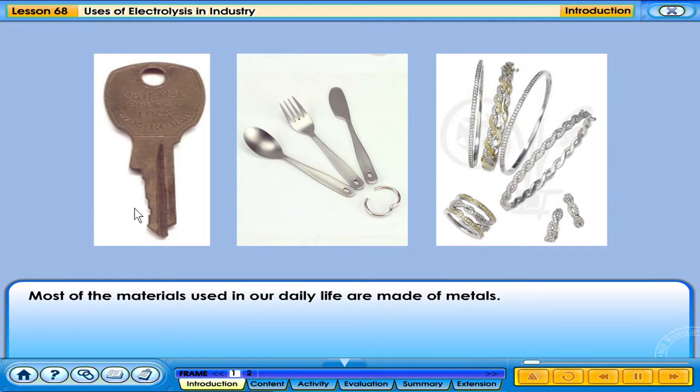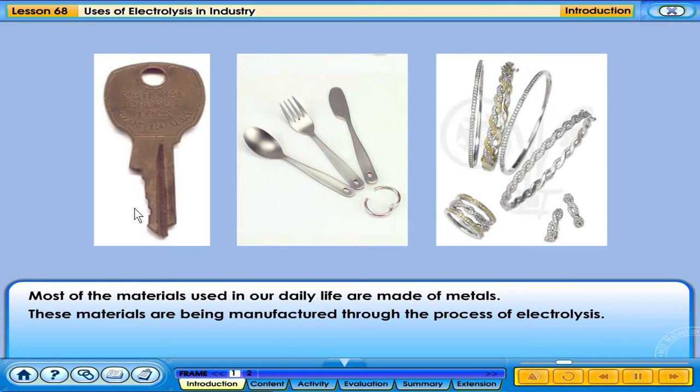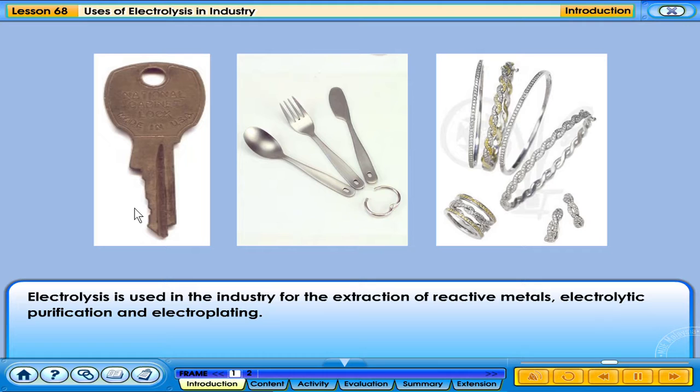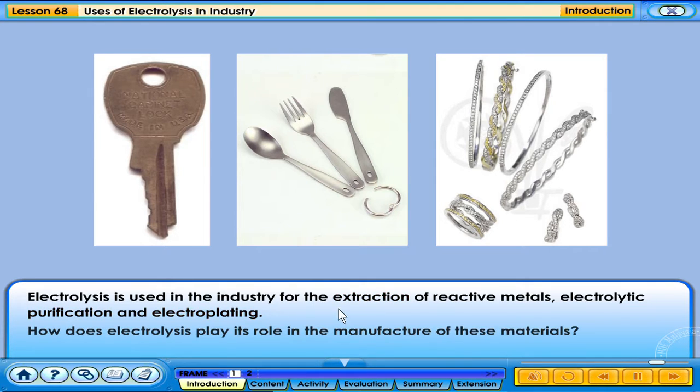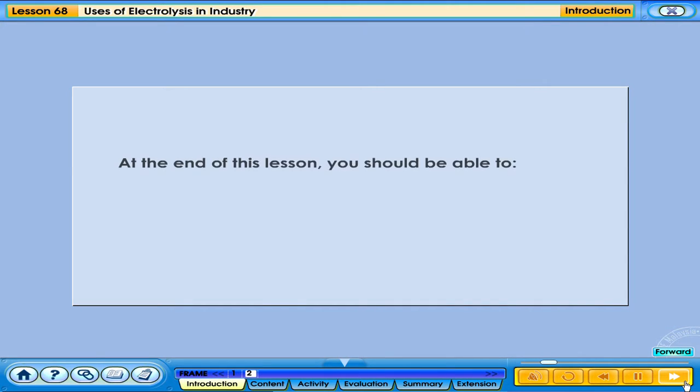Most of the materials used in our daily lives are made of metals. These materials are being manufactured through the process of electrolysis. Electrolysis is used in the industry for the extraction of reactive metals, electrolytic purification, and electrode plating. How does electrolysis play its role in the manufacture of these materials? At the end of this lesson, you should be able to explain the uses of electrolysis in the industry.